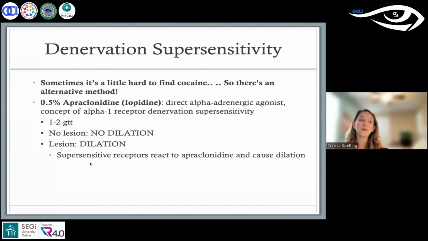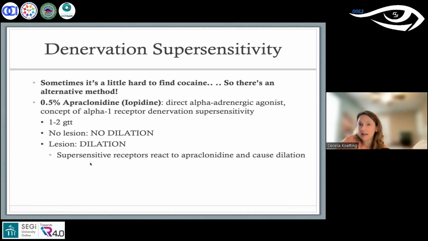That was very rare. Otherwise, apraclonidine, and again, that's not something a lot of us have in our office, but because I did quite a bit of neuro, we kept some in the office for the patients when this would occur. The reason we use that is it's a direct alpha adrenergic agonist, and so we're going to use that to figure out if that alpha-1 receptor is sensitive. You use 1 to 2 drops. You don't need a lot. No dilation if there's no lesion. If there is a lesion, you'll get dilation, because they're super sensitive and the receptors are reacting to that apraclonidine, causing dilation.